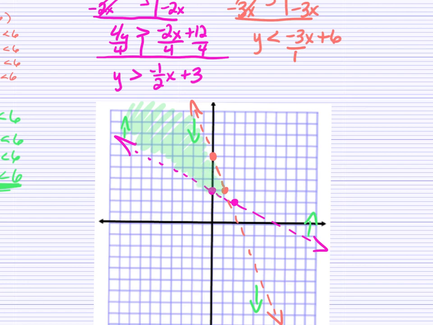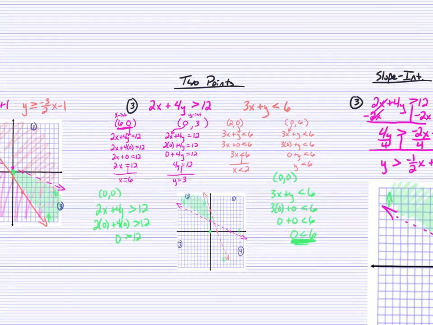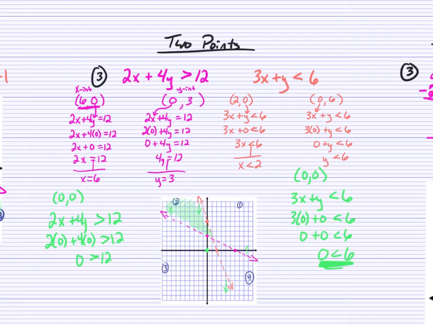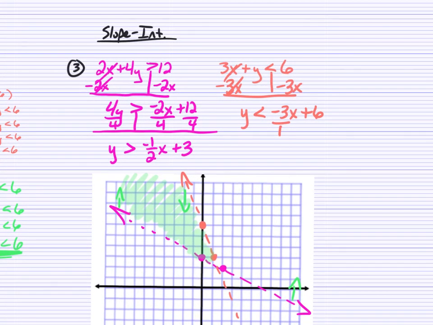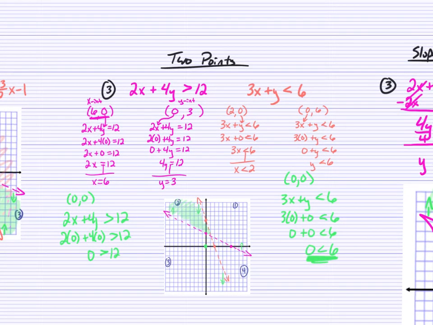Now again, if you compare these 2 methods, you have the 2 point method, which requires a lot of work, and you have to test the 2 points. Or you have the slope-intercept method, which is a lot less work, because you can use the shortcut. I hope you guys are seeing this and you will choose the slope-intercept method, but you do need to be aware of the 2 points method.